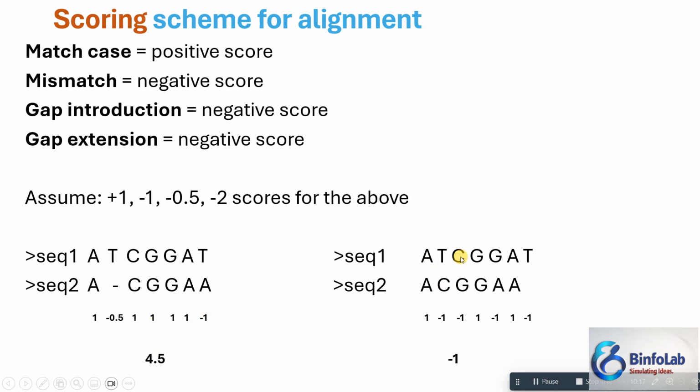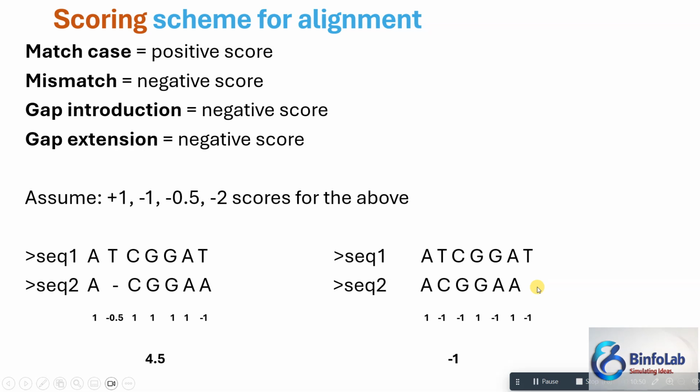Now assume this alignment. Remember, the difference between these two alignments is the gap. Okay, you can read it: ATCGGAT, ATCGGAT. Now this one, ACGGAA, ACGGAA. So in this alignment, you are not seeing any gap. It's just a comparison, sequence 1 here and sequence 2 here.